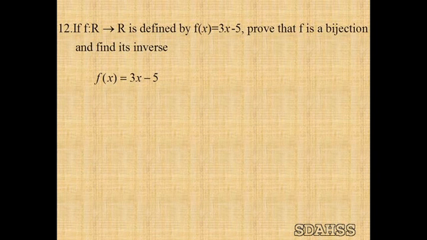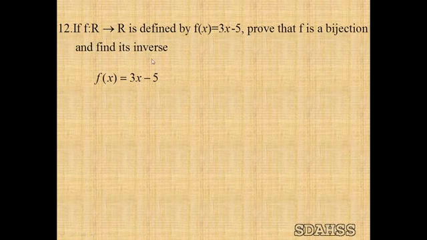Twelfth sum. If f from R to R is defined by f of x is equal to 3x minus 5, prove that f is a bijection and find its inverse. Prove that f is a bijection. Bijection means both one-to-one and onto function. Find its inverse. To do this, we make use of one condition: g dot f is equal to I and f dot g is equal to I.